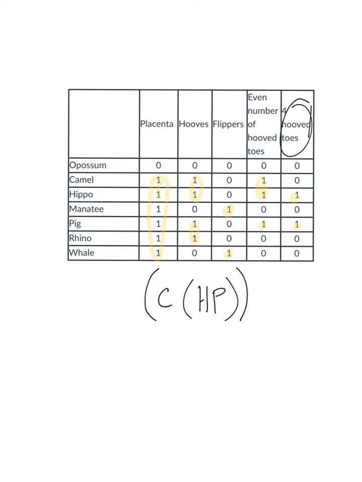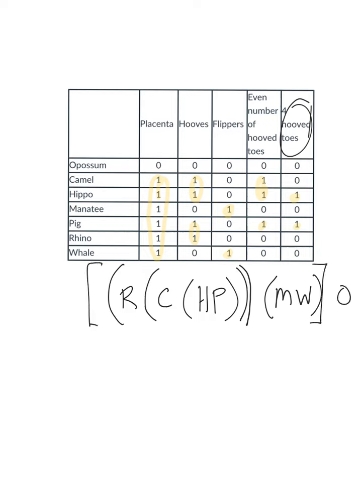And then if you look at flippers, we have a manatee and a whale, and those form a group. Okay, and if you look at hooves, we have camel, hippo, pig, which we have already, and rhino. So if we add a rhino in, we've got a bigger group with our hooves. And then you can see with the placenta, everybody is together, except for the opossum, which is our outgroup.